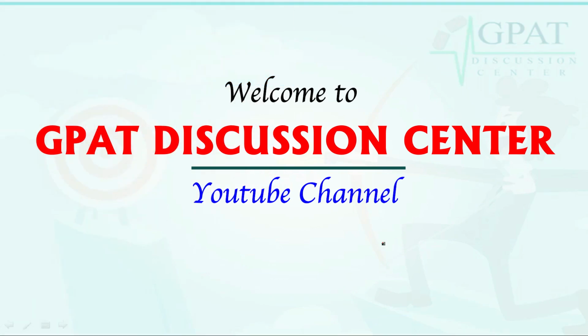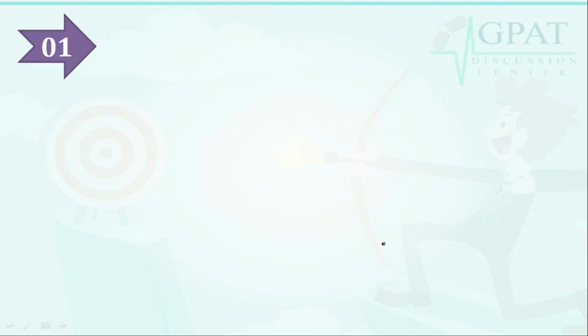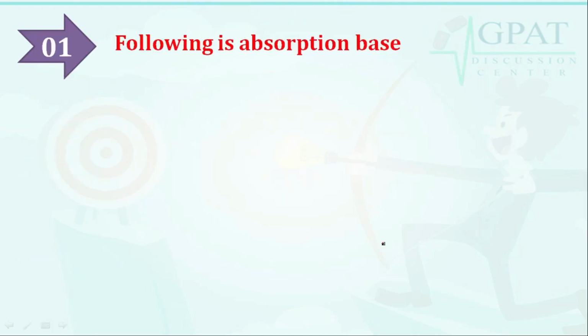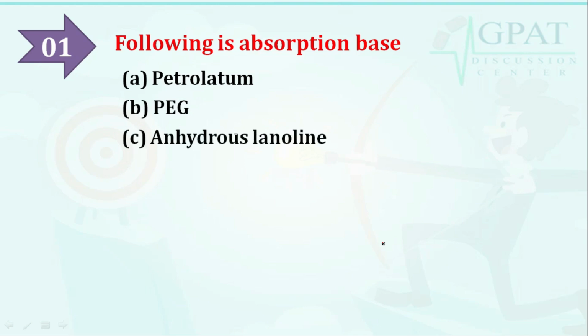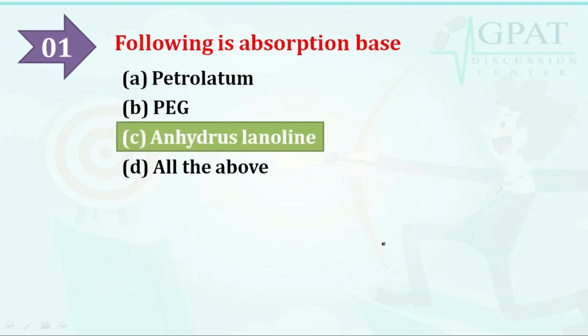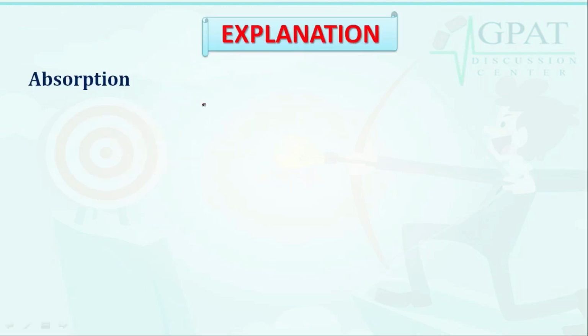So today in this video we are going to cover some questions which are very important for your railway pharmacist exam. So here we have the first question: which of the following is an absorption base? Options are: option A is petrolatum, option B is PEG, option C is anhydrous lanolin, option D is all of the above. So which is the absorption base? The correct answer is anhydrous lanolin. It is an absorption base. So let's discuss with the help of the explanation.